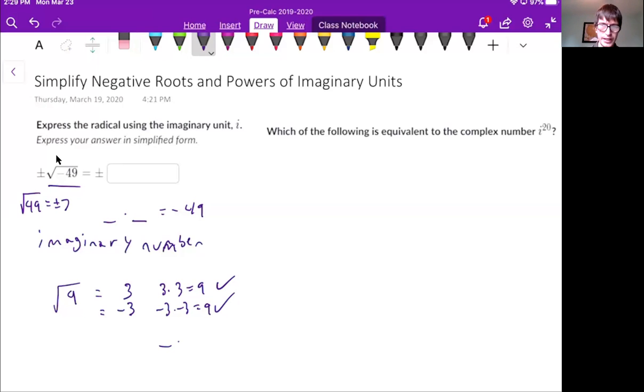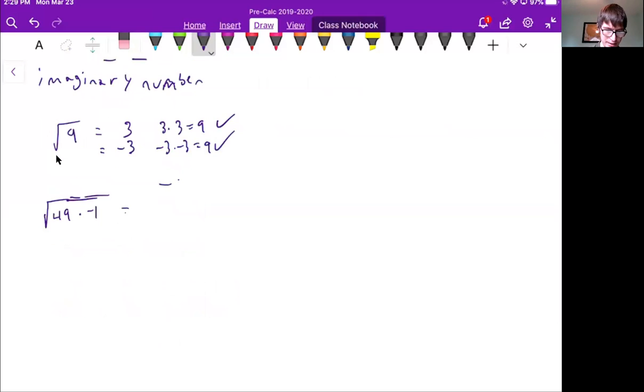Okay, but that's the square root of negative 49. That's the square root of 49 times negative 1. Or put another way, this is the square root of 49 times the square root of -1. Okay, so that's a little more reasonable. We can say this is then 7 times the square root of -1. So that's a way to skirt around the problem.